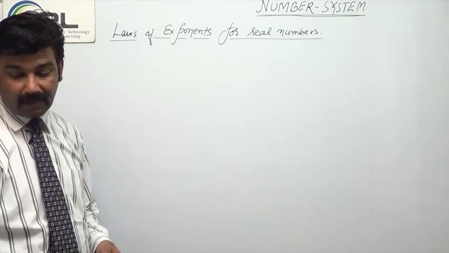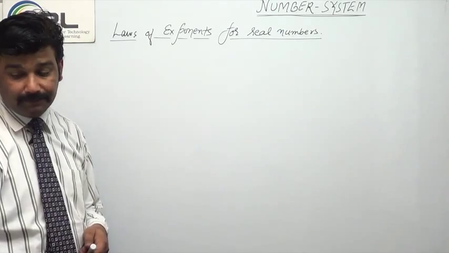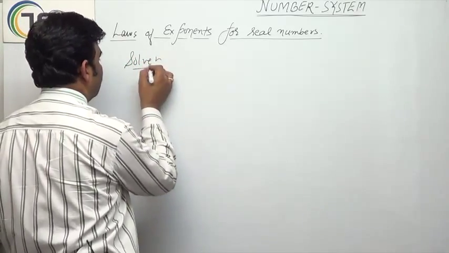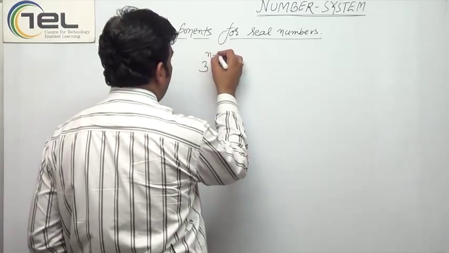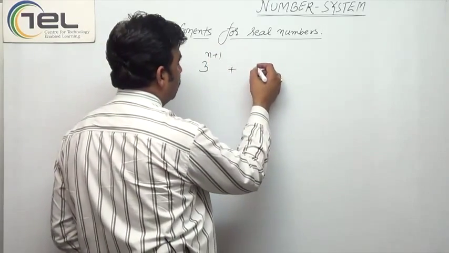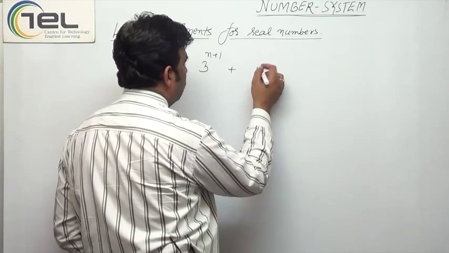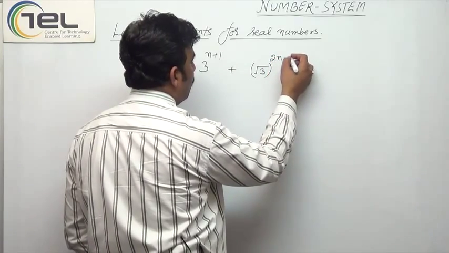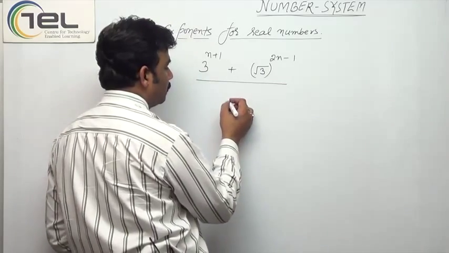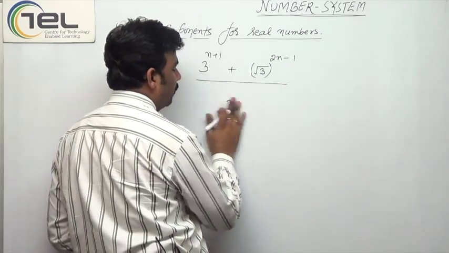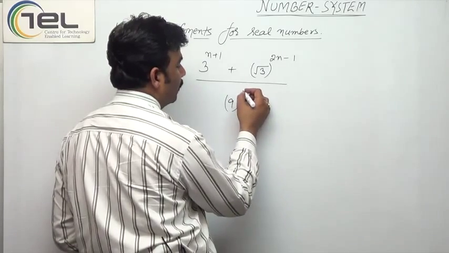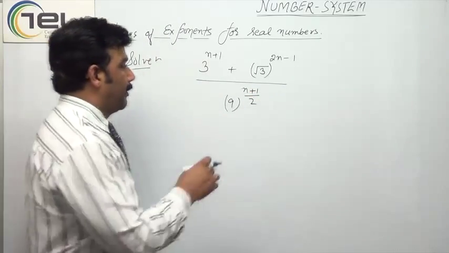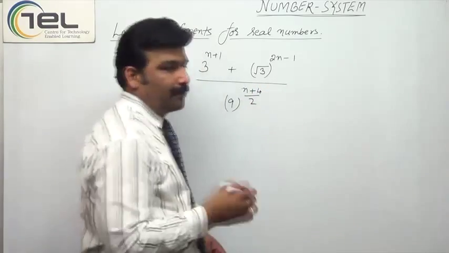On this basis I will take an example here, and let's say solve (3^(n+1) + √3^(2n−1)) upon (9^((n+1)/2) ... 9^((n+4)/2)).